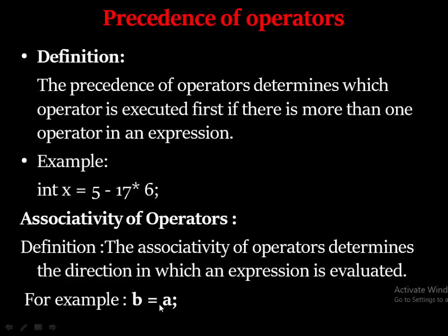P is equal to A. That means this value of A must be assigned to P. That means it is evaluated from right to left. This is the main thing we have to remember here: among all operators, the unary minus operator, increment and decrement operators, and assignment operators are the operators which have right to left associativity. And one more thing, the conditional operator also has associativity from right to left.